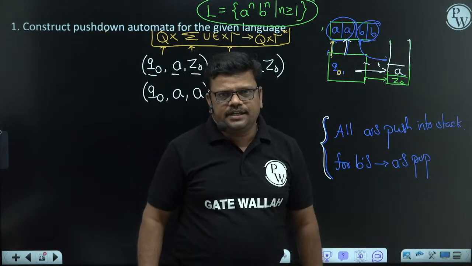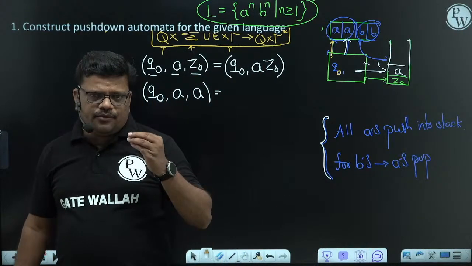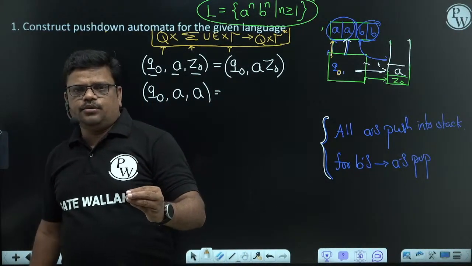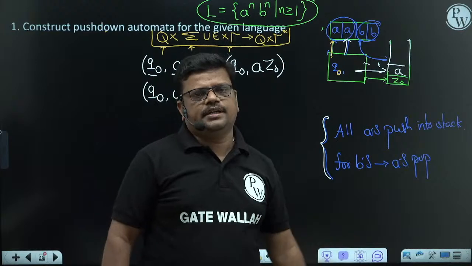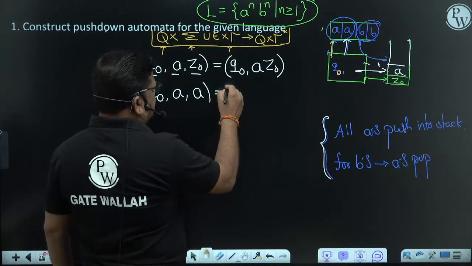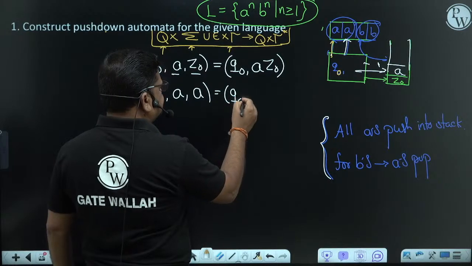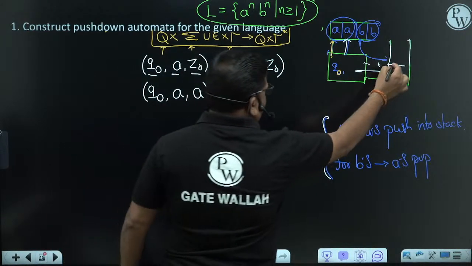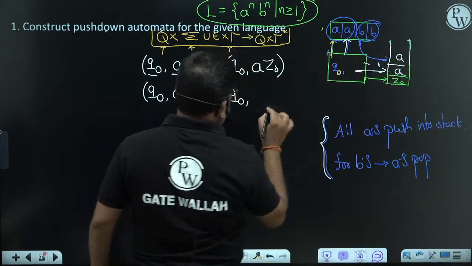What is the logic saying? Logic says whenever A's are encountered in the input, for every A, push operation only. That's why on the right side we'll stay in the same state. Now what is one more A? Last two symbols, if you represent.